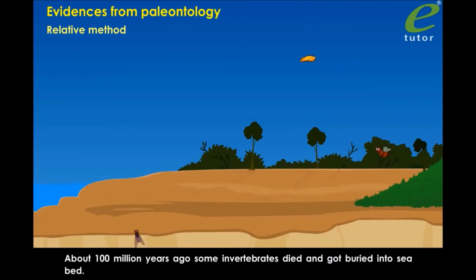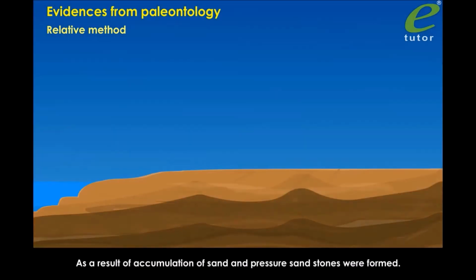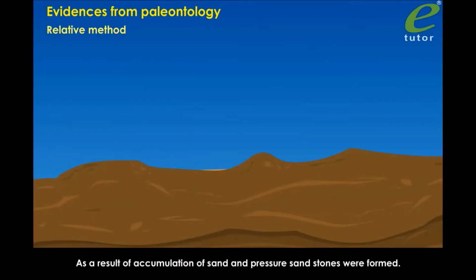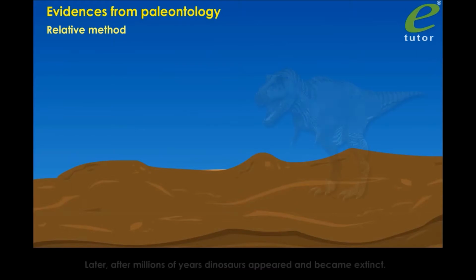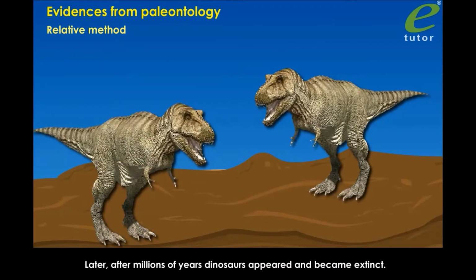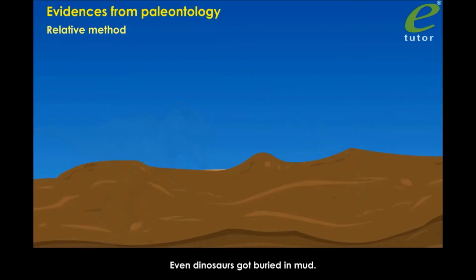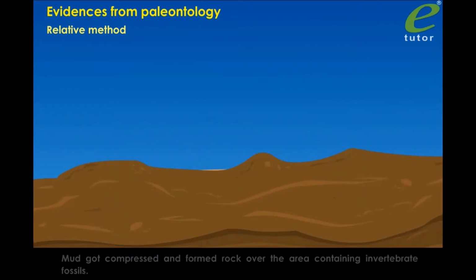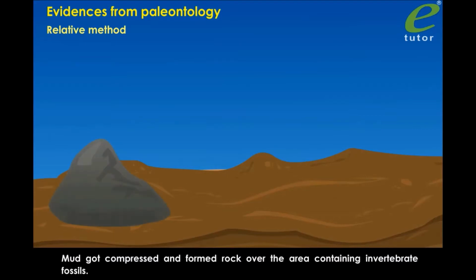About 100 million years ago, some invertebrates died and got buried in the seabed. As a result of accumulation of sand and pressure, sandstones were formed. Later, after millions of years, dinosaurs appeared and became extinct. Even dinosaurs got buried in mud. Mud got compressed and formed rock over the area containing invertebrate fossils.